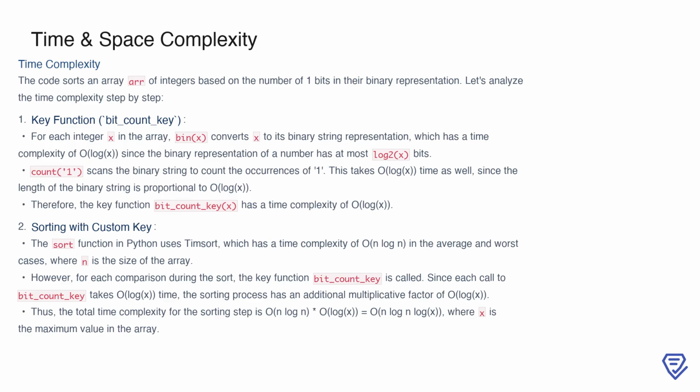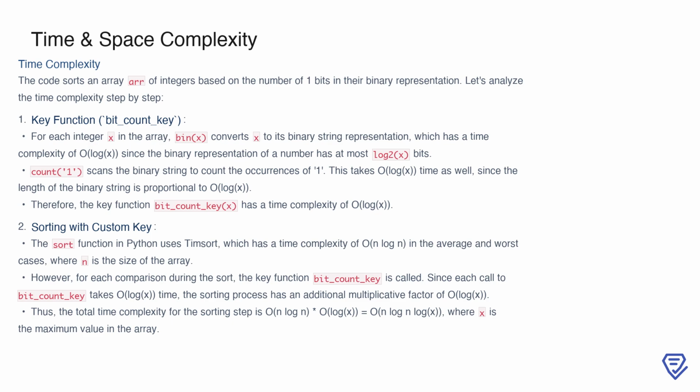To analyze the time complexity, we first consider the key function, bit_count_key. For each integer x in the array, the bin(x) function converts the number to its binary string form. This operation takes log x time because the length of the binary string corresponds to the number of bits required to represent x. Next, the count('1') operation scans this binary string and counts the occurrences of 1, which also takes log x time. Combining these steps, the key function bit_count_key(x) has an overall time complexity of log x.